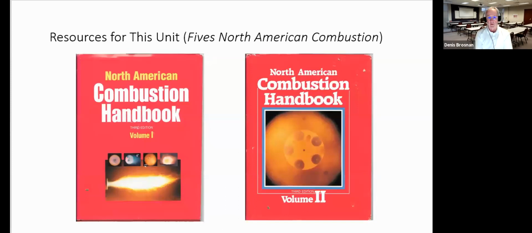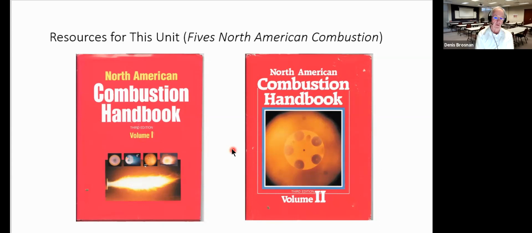Resources. I've talked about the North American Combustion Handbook. Of course, several years ago, North American was bought by Eclipse, an Italian company. So now it's called Eclipse North American Combustion in the United States. But my books bear the title North American Combustion Handbook. There's a volume 1 and a volume 2. Basically, volume 1 is a lot of tabulated data, a lot of information. It's not written as a textbook, it's written as a handbook of combustion data, whereas volume 2 is a more literary style of reading.